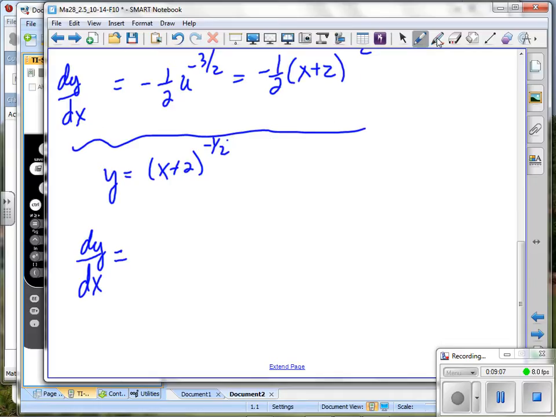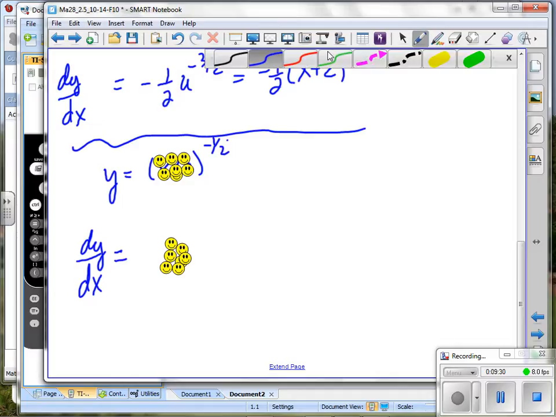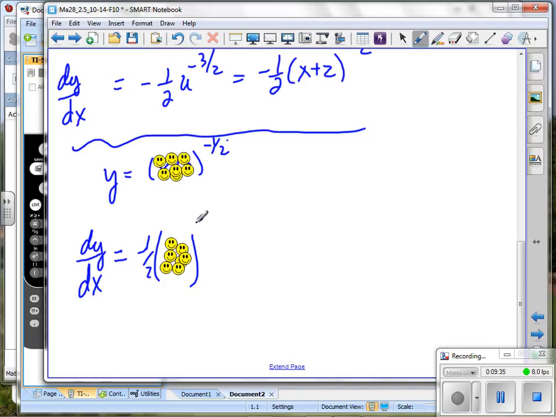Now, bear with me on this. You can put anything you want. But if I had just something as silly as smiley faces in there, and I said I have something to the negative 1/2 power, you tell me the derivative is negative 1/2 times those silly things to the negative 3/2, right? Doesn't make any difference what you have in here.